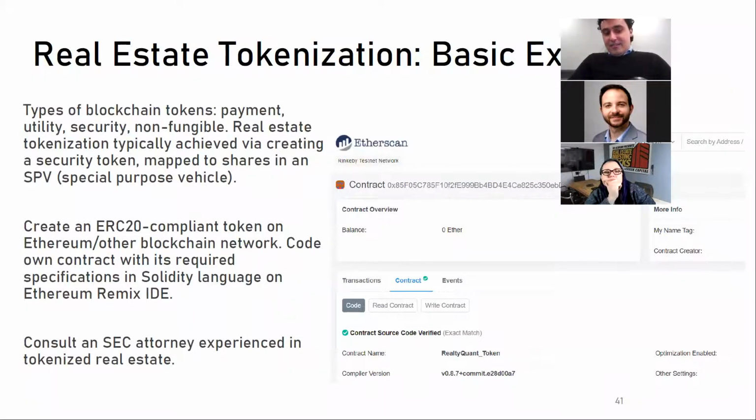A topic that is very spoken about is real estate tokenization, so the potential entry of DeFi, decentralized finance, into real estate. So what does this mean if one wants to implement this on his or her own? If you know, there are 4 types of blockchain tokens: payment, utility, security, and non-fungible tokens.